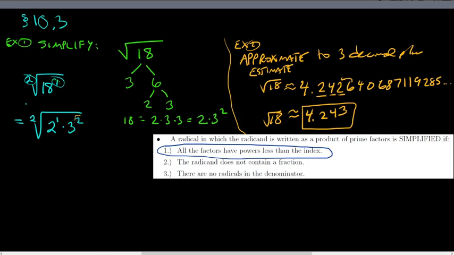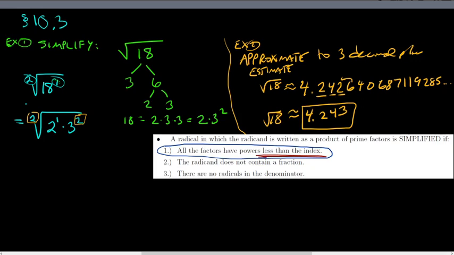And there's the problem. This 2 here is not less than this 2 here. Remember, the power has to be strictly less than the index, not equal to, less than the index. So whenever you have a square root, all your powers have to be 1s. They can't be 2s or 3s or 4s because those are bigger than or equal to 2. The only whole number less than 2 is 1.